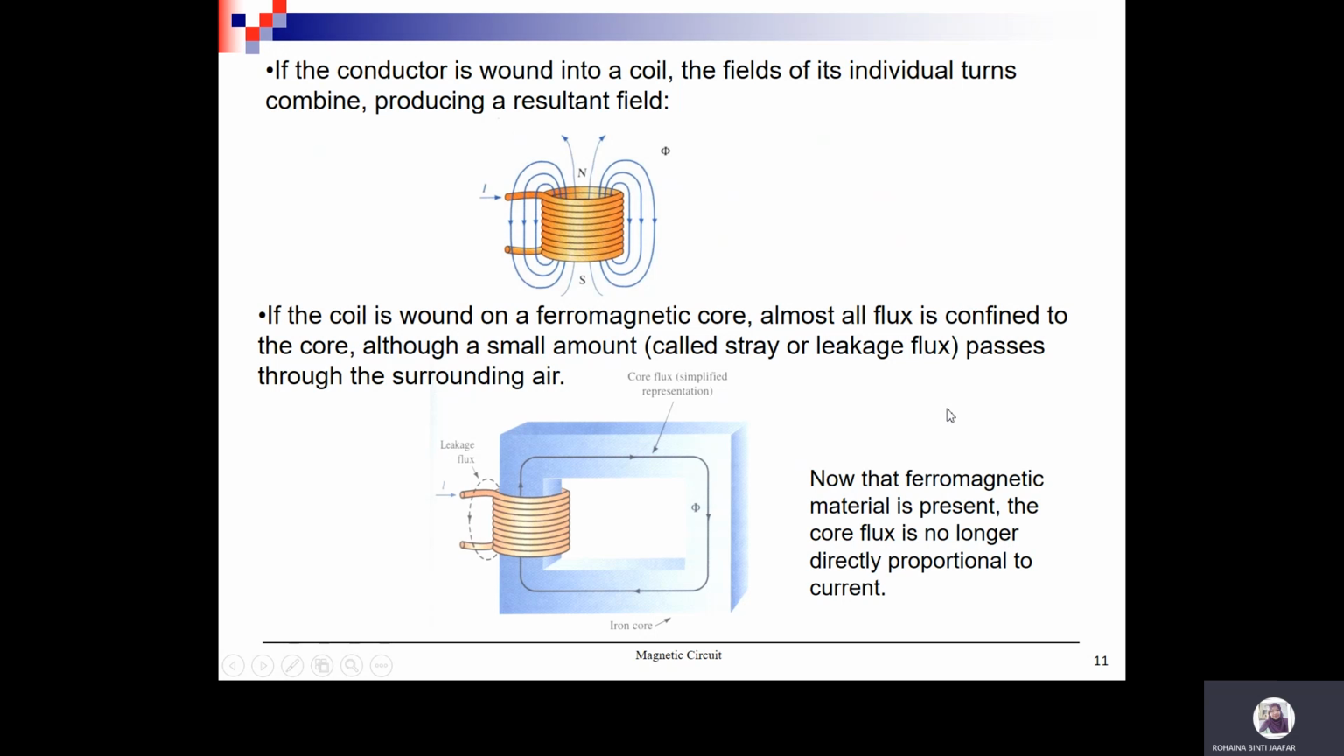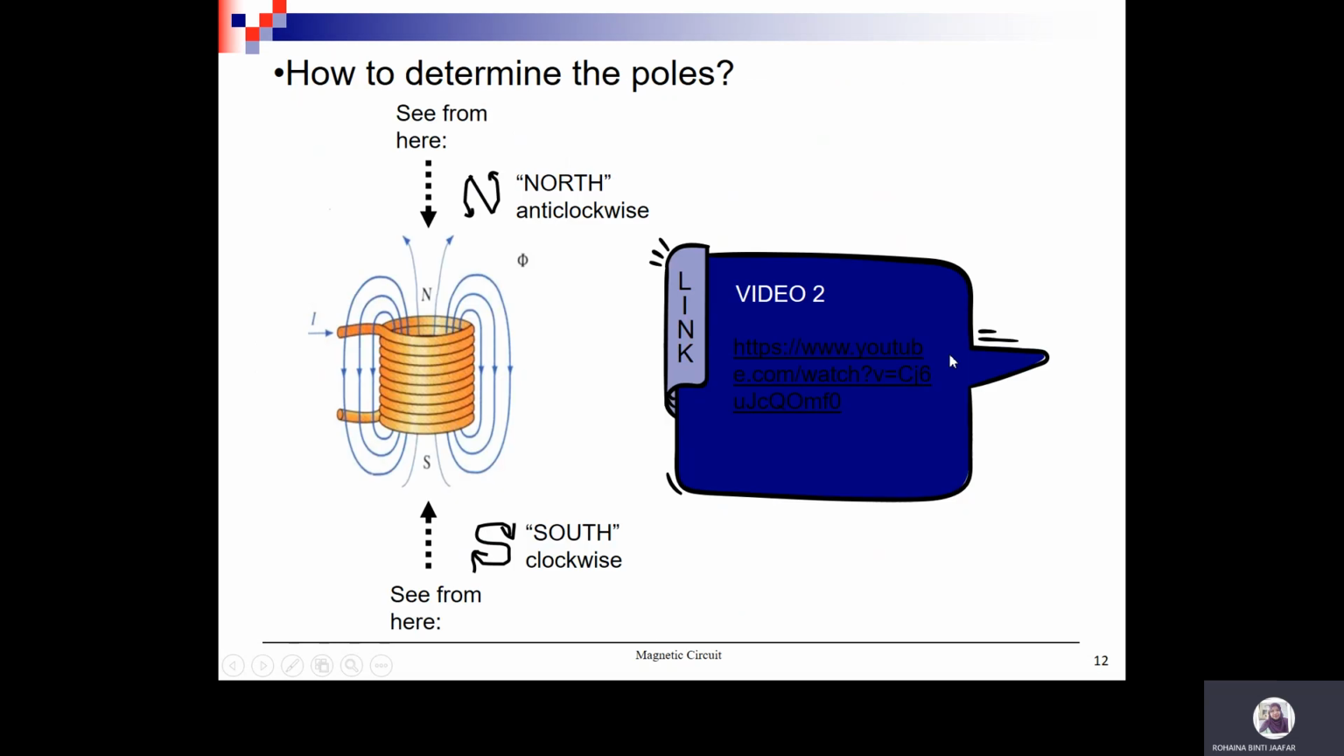If the conductor is wound into a coil, the field is of its individual turns combined, producing a resultant field. So you have a solenoid. This one we call a solenoid. You supply the current into the solenoid, so it will produce a magnetic field. Okay, in magnetic circuit analysis, normally we neglect the leakage flux. So how to determine the poles? The explanation of how to determine the poles is in video 2, so please watch the video.